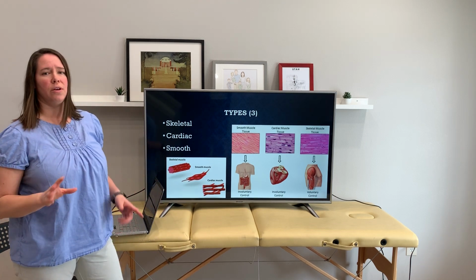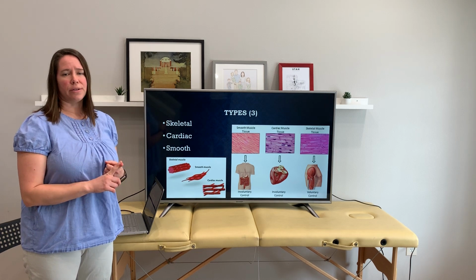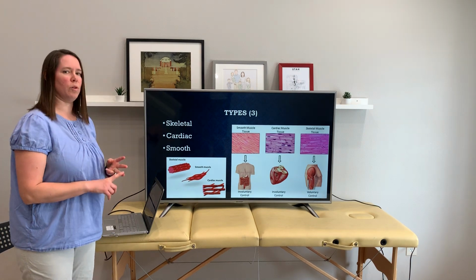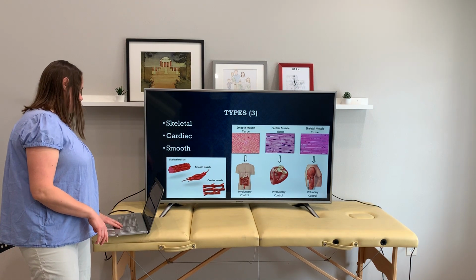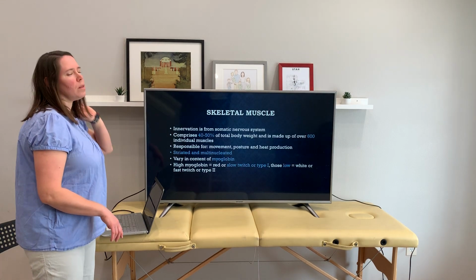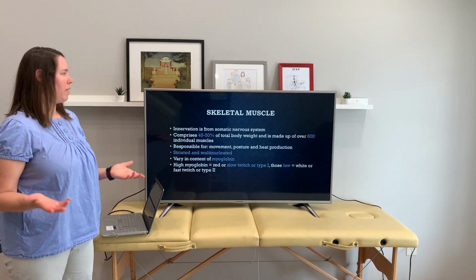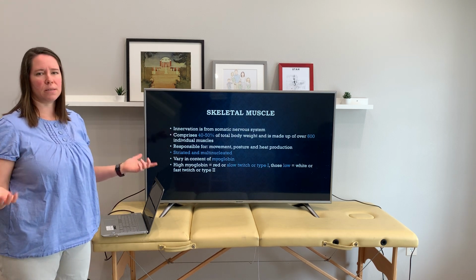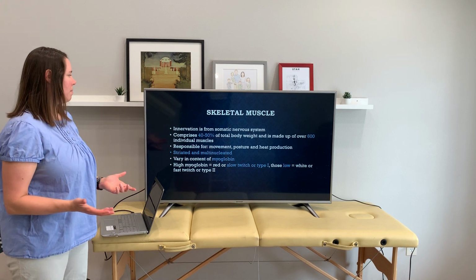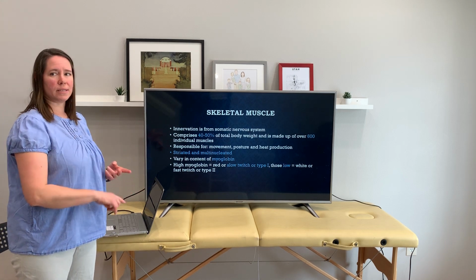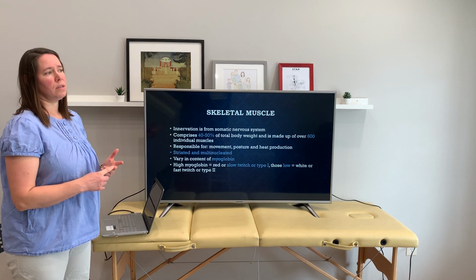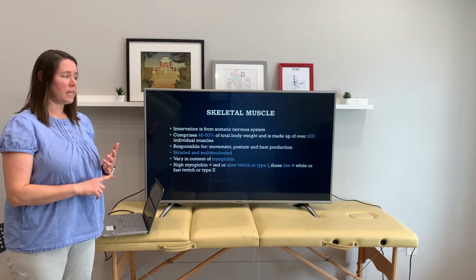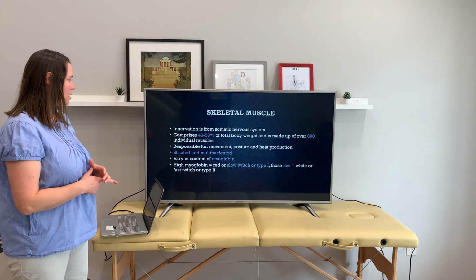So 3 types of muscle. I'm sure you know these. Skeletal, which is primarily what we're going to talk about in this class, and then cardiac and smooth. So skeletal muscle, the innervation comes from the somatic nervous system, right? A lot of our body weight is made up of our muscle system. It makes up our ability to move. It is related to posture and keeping us upright, creating body heat, lots of important things.